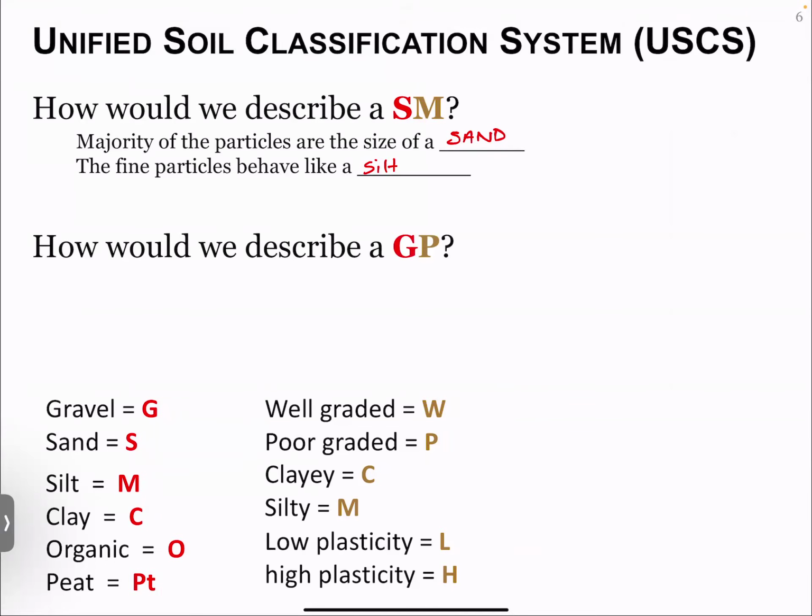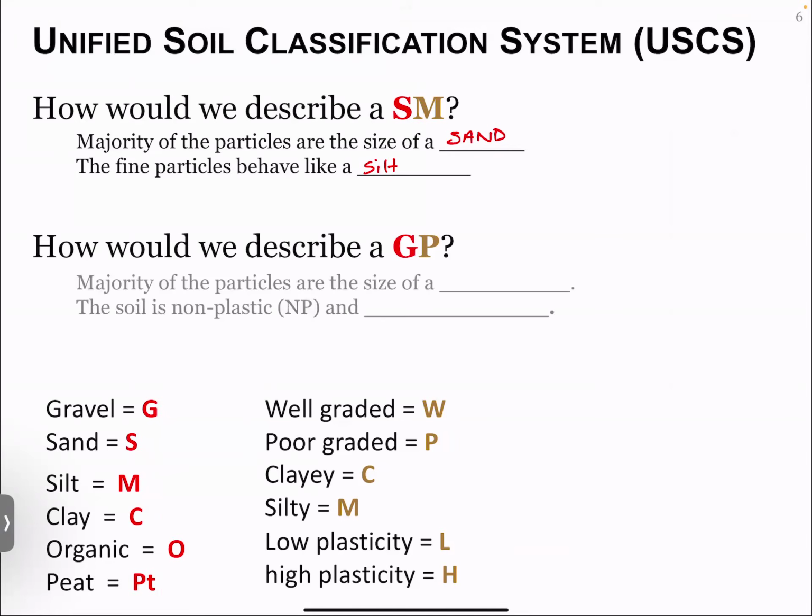So let's say something like this. How would we describe a GP? The majority of the particles will be the size of a gravel, which means it's greater than the number 4 sieve. I'll just go ahead and put this. So between the number 4 and the number 200 sieve.